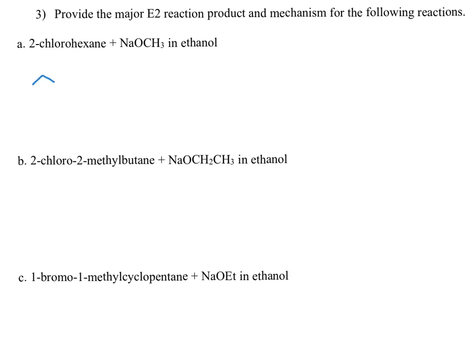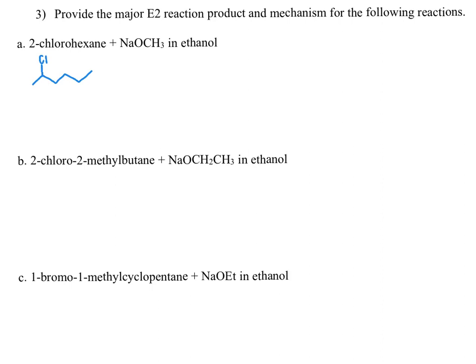So 2-chlorohexane, we need a 6-carbon chain. So go ahead and plug in that 6-carbon chain, and at position 2, chlorine, it doesn't specify whether it is an R or S configuration at this stereocenter, so we'll just draw it with no stereochemistry indicated there. And then sodium methoxide and ethanol.